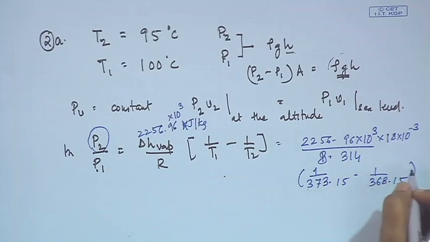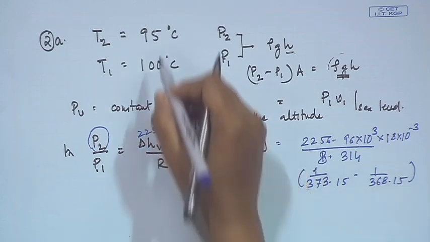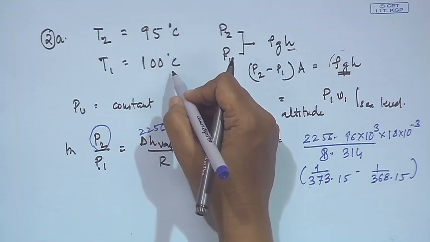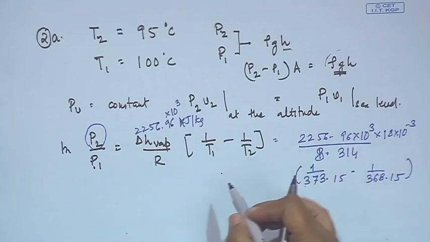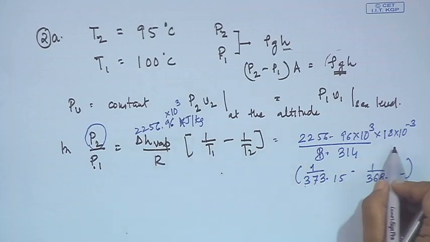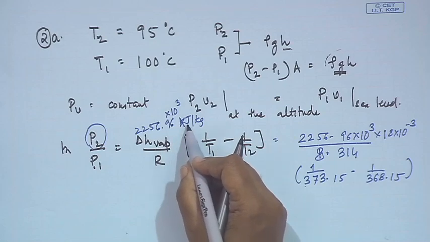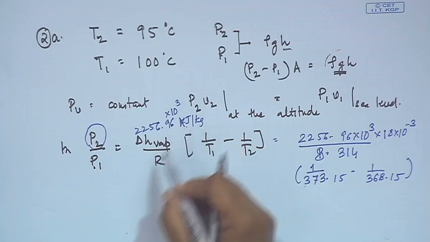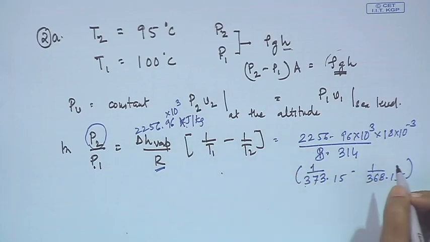Just note certain things when you are doing these problems. Firstly, T1 and T2, even when they are given in degree centigrade, have to be converted to Kelvin, the absolute temperature scale. Next, please note the unit in which delta H vaporization is expressed. If it is expressed per kg, you are required to convert it to per mole. Also, you are required to express R in the same units.